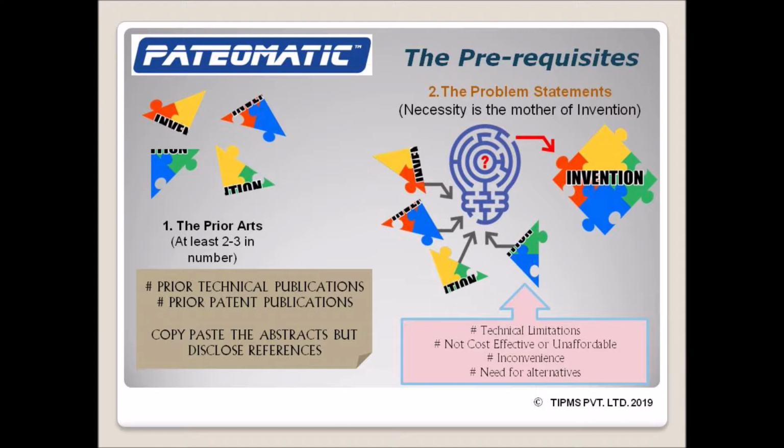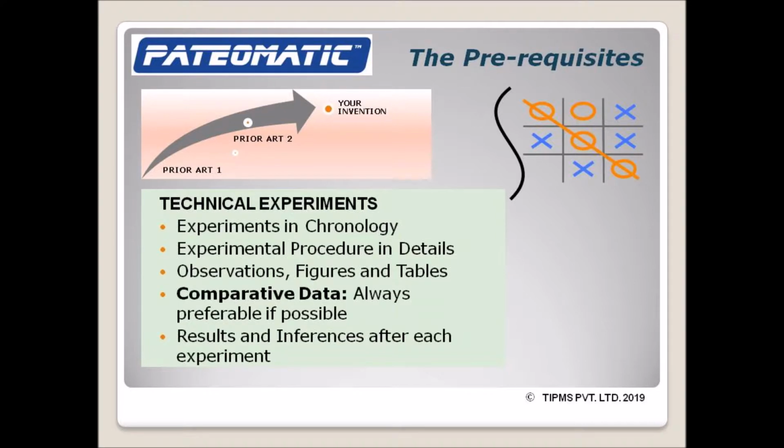Please ask the question to yourself, why did you do the technical experiments, and you will automatically start realizing the problem statements required to be provided in Pateomatic. Number 3. You need to provide all the experimental and technical data. Such experimental data must include A. All experiments in a chronological order of sequential requirements. B. Step-by-step procedure of performing each and every experiment.